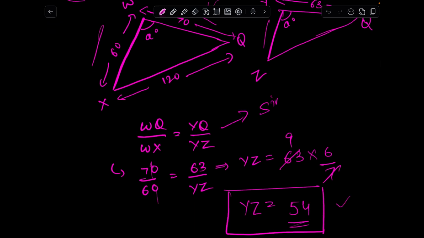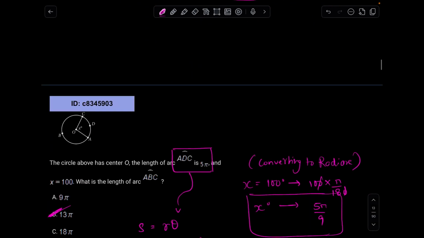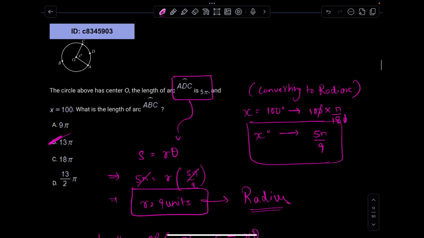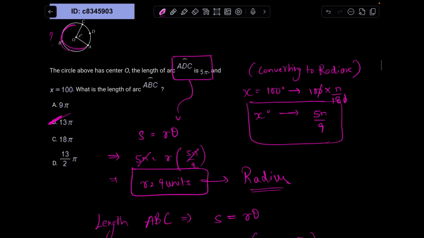These triangles are going to be similar, and we are using the same property we used one or two questions back. Okay, so the circle above has a center, the arc length ADC is 5 pi, and x is equal to 100 degrees. What is the length of arc ABC? This arc right here, we need to find the length of this. First thing you're going to do is convert 100 to radians. You're going to multiply it by pi by 180 to get 5 pi by 9.